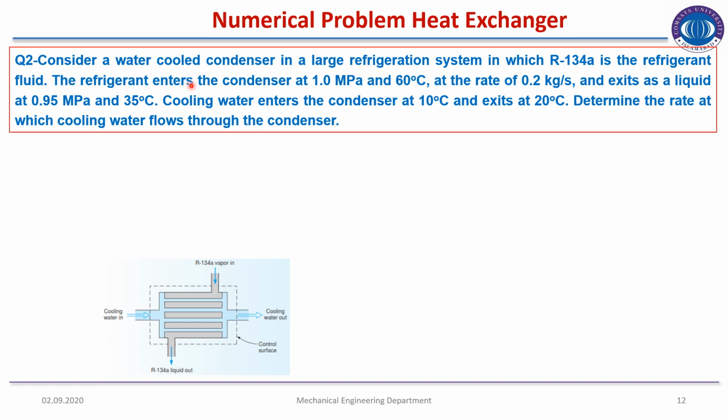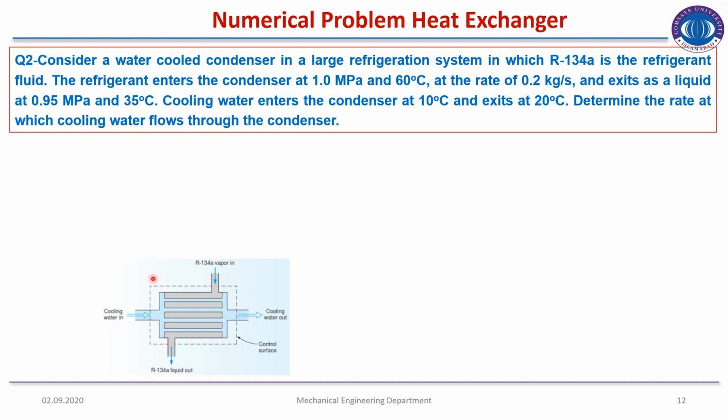The refrigerant enters the condenser at 1 megapascal pressure and 60 degree centigrade temperature. The mass flow rate of refrigerant is given as 0.2 kg per second, and it exits as a liquid at 0.95 megapascal and 35 degree centigrade. Cooling water enters the condenser at 10 degree centigrade and exits at 20 degree centigrade. Determine the rate at which cooling water flows through the condenser. So we have to determine the mass flow rate of cooling water.